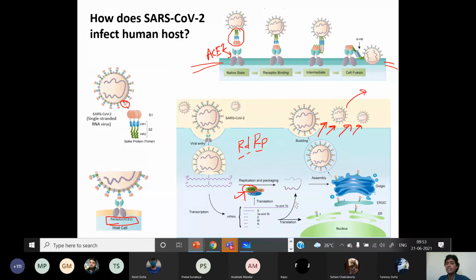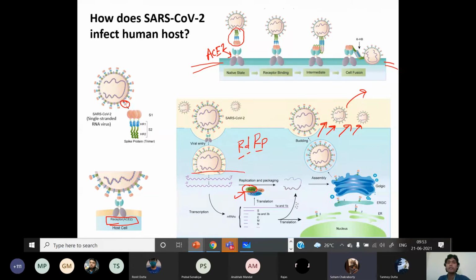The only thing is, these portions become different for each virus depending on their genomic material, whether they have an RNA genome or a DNA genome, or which kind of RNA strand, whether this is sense strand or antisense strand.